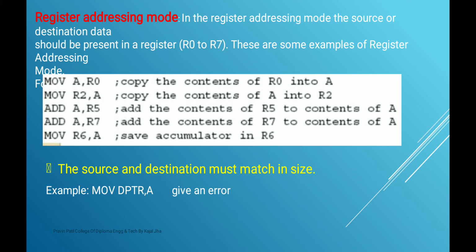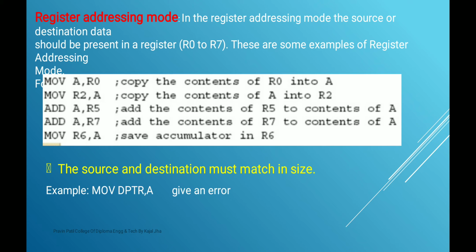For example, MOV A, R1. The format requires the source and destination to match in size. For example, MOV DPTR, A gives an error because DPTR is 16-bit and A is 8-bit. The source and destination must be matched in size; they cannot be different in size.